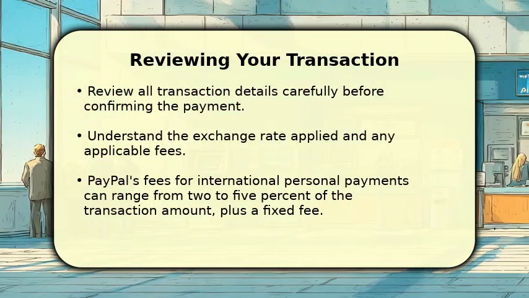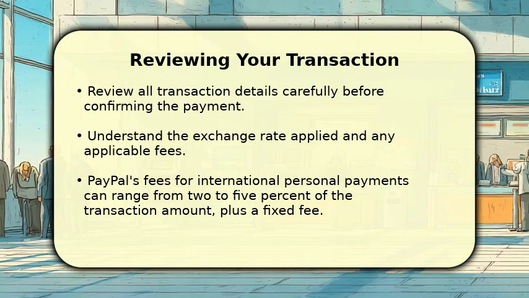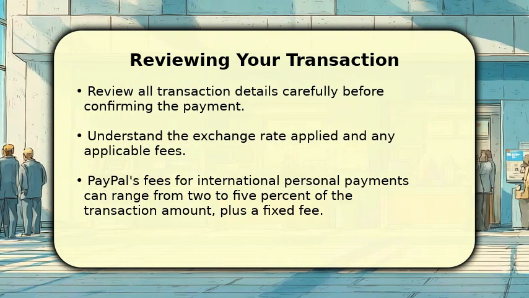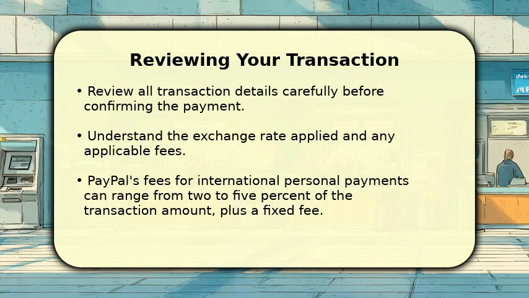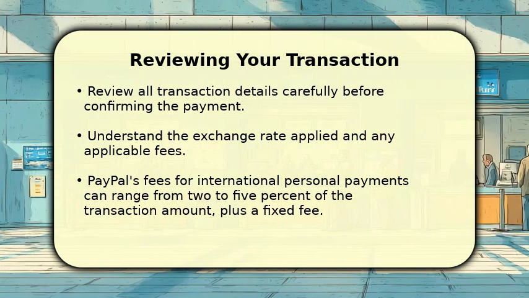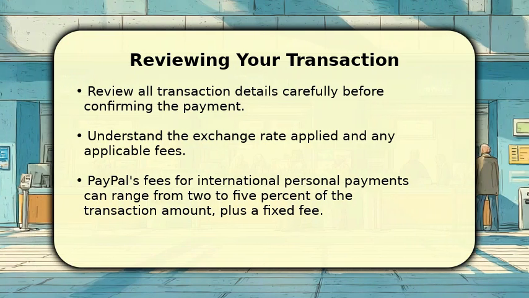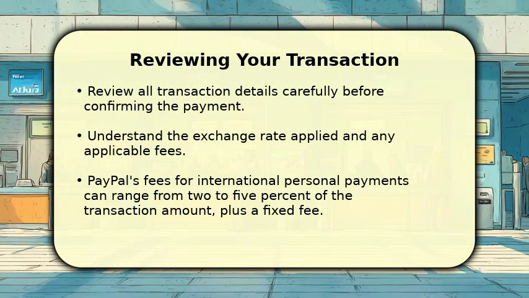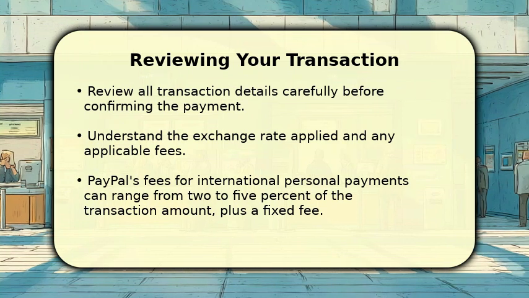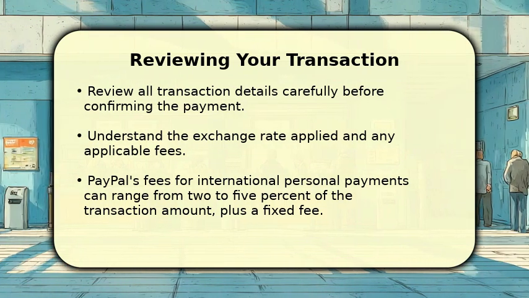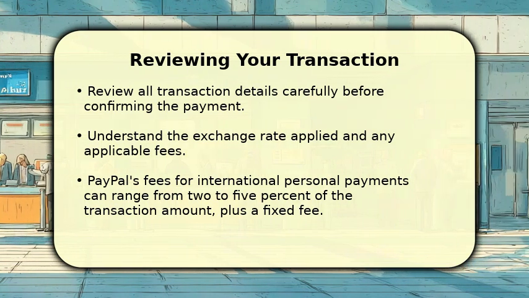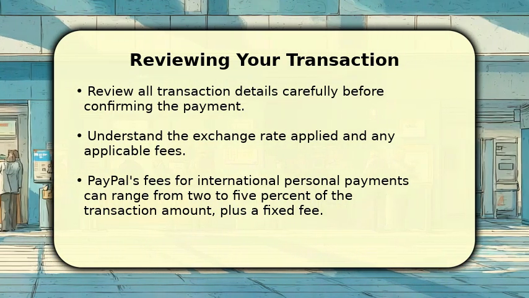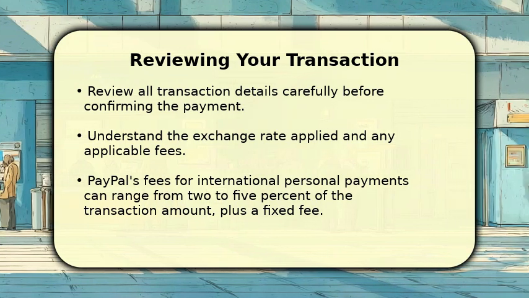Before you finalize anything, take a moment to review all the transaction details. This includes the recipient, the amount, and the chosen currency. Pay close attention to the exchange rate and any fees that PayPal applies. For international personal payments, fees can typically range from 2 to 5% of the transaction amount, plus a small fixed fee, which varies by currency. Transparency here helps you understand the total cost.